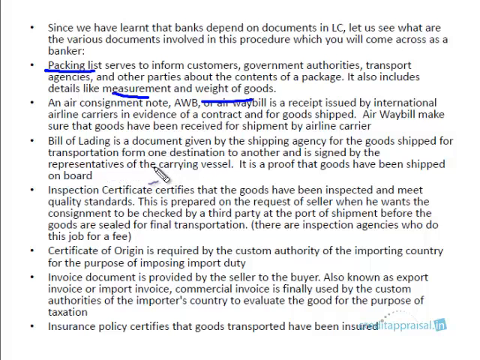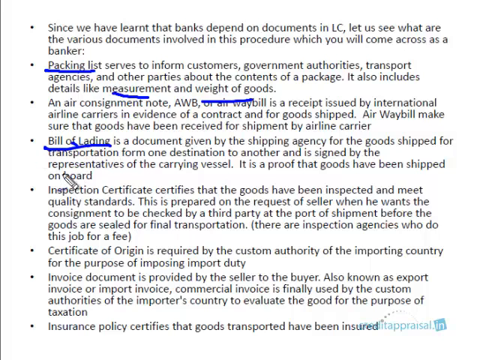Then there is something called AWB, that is, an air consignment bill, the airway bill. This is a receipt issued by an international airline carrier in evidence that the goods have been received for shipment. It is required because it is a confirmation that the goods have been received by the airline carrier. We don't know whether they have been shipped or not, and on which flight it will go is a different matter, but the seller has delivered this machine to the airline carrier and got the receipt that they have taken possession of the machine. So that is an airway bill, in case of an airline.